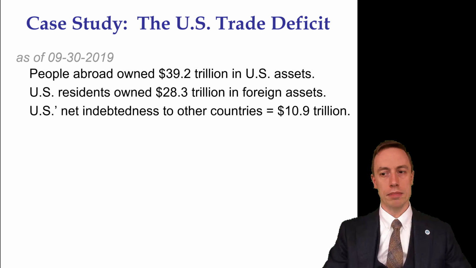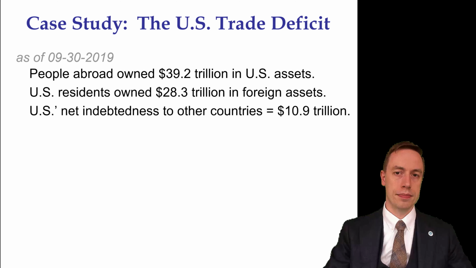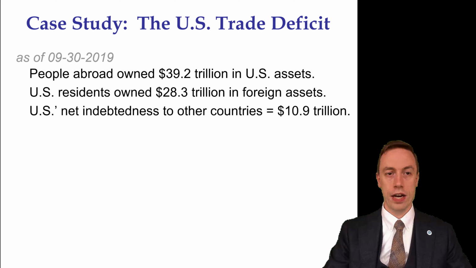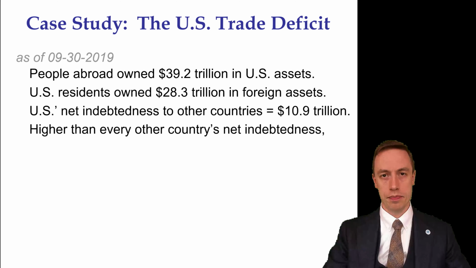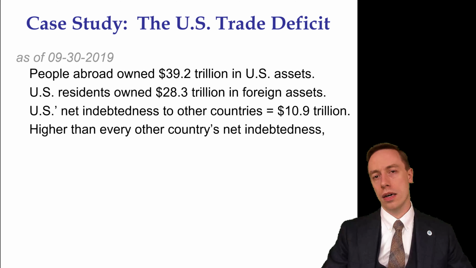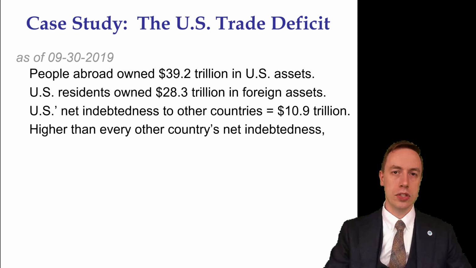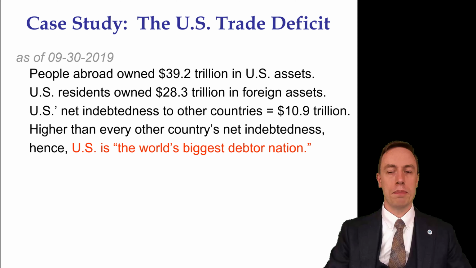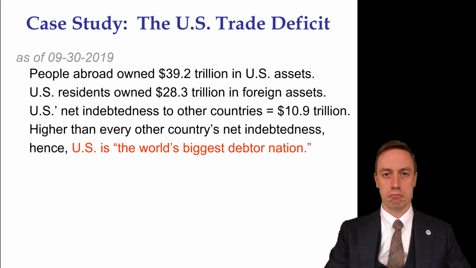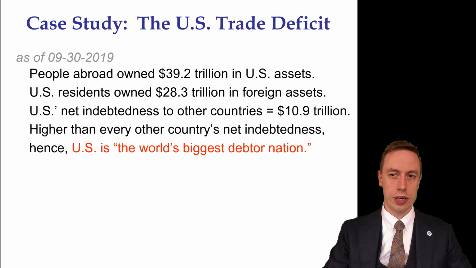So what about this number, $10.9 trillion? That's a pretty big number. In fact, it's a really big number. It's bigger than any other country's net indebtedness to the rest of the world. So it might be accurate to say the US is the world's biggest debtor nation. Quite a headline too. But at the same time, you have to remember, the US is also the world's largest economy. So we have to put the scale a little bit into perspective here.